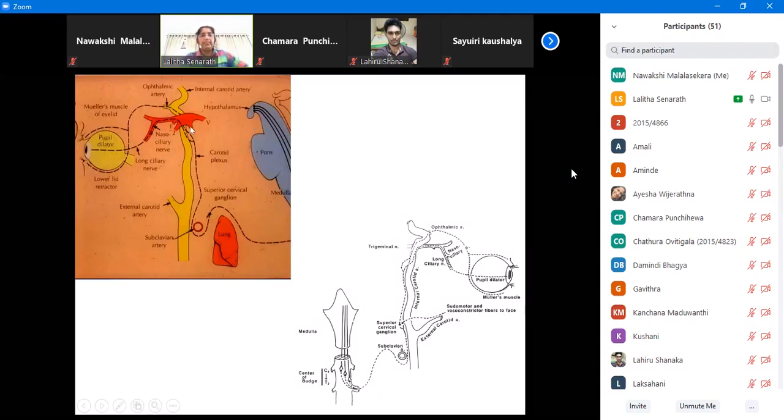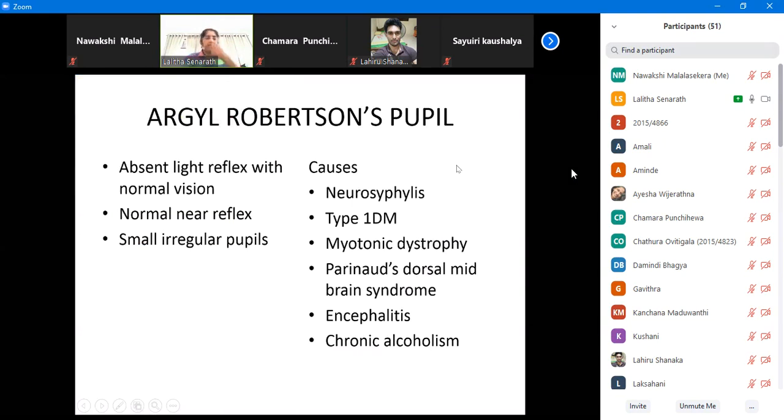Then the Argyll Robertson pupil is one type of pupillary abnormality, which can affect the dorsal midbrain. Features: absent light reflex, normal near reflex, and small irregular pupil. The causes are neurosyphilis, type 1 diabetes, myotonic dystrophy, Parinaud's and dorsal midbrain syndrome, encephalitis, and chronic alcoholism. Just remember a few for the dorsal midbrain syndrome.